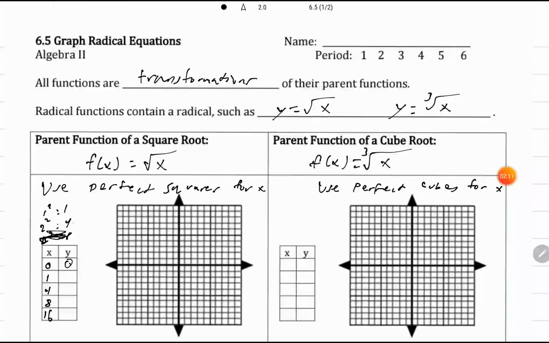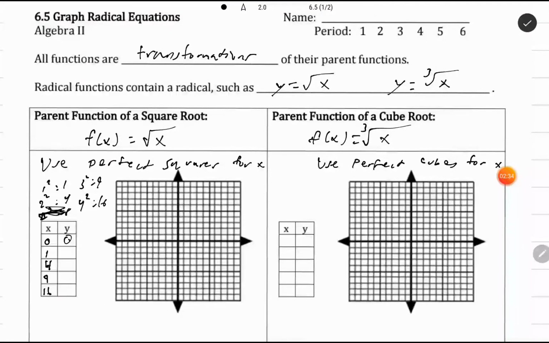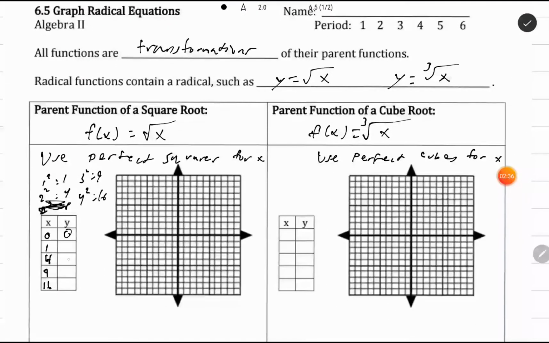Okay. Let's redo that. 1 squared is 1, 2 squared is 4, 3 squared is 9. And 4 squared is 16. So I'm going to use 0, 1, 4, 9, 16. And I don't use any negative numbers because we can't have negative square roots, otherwise we go imaginary, and that's a different type of graph.